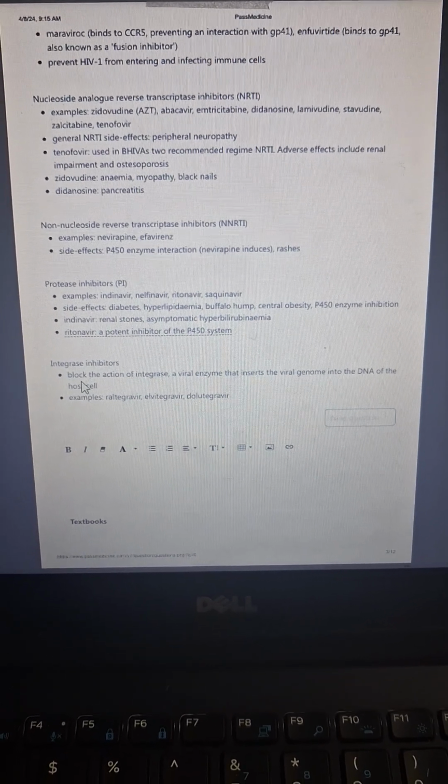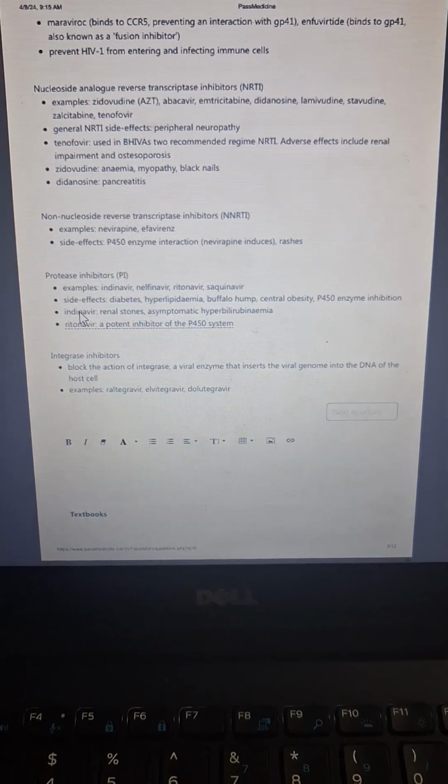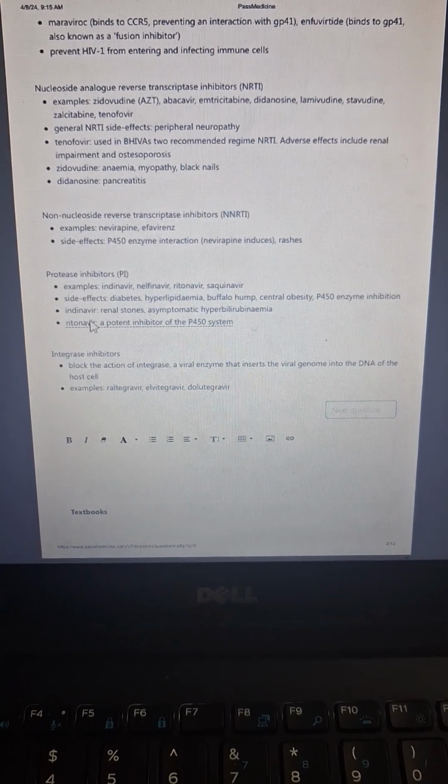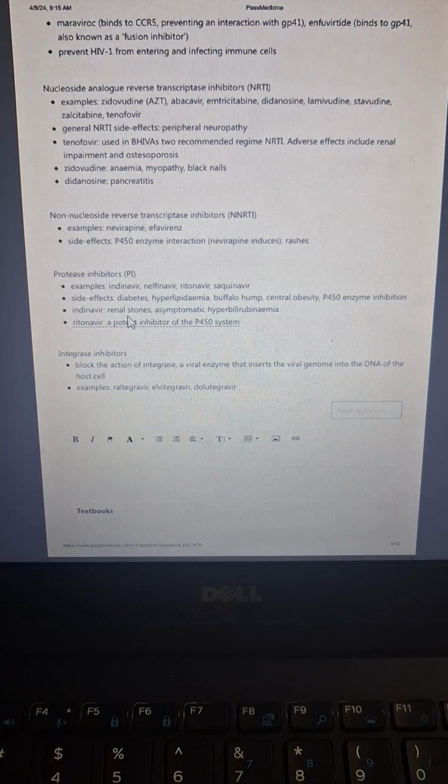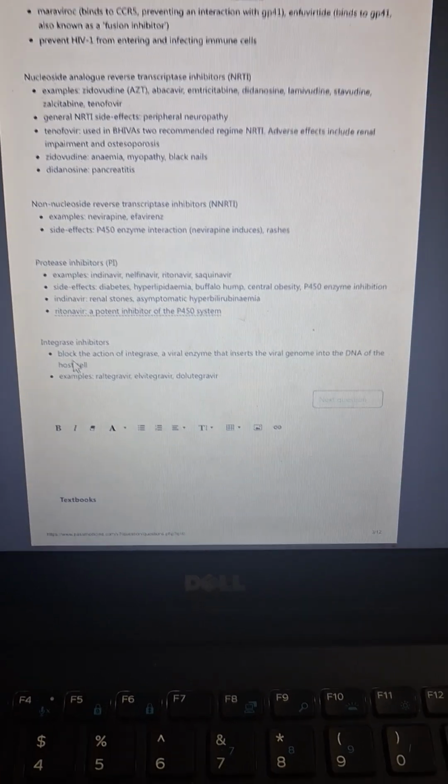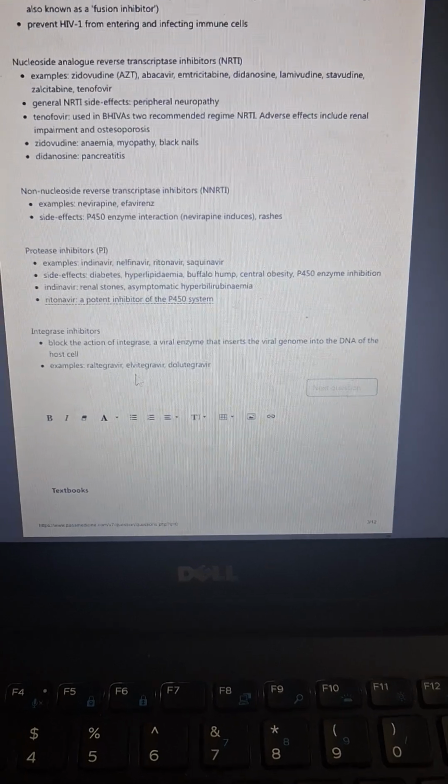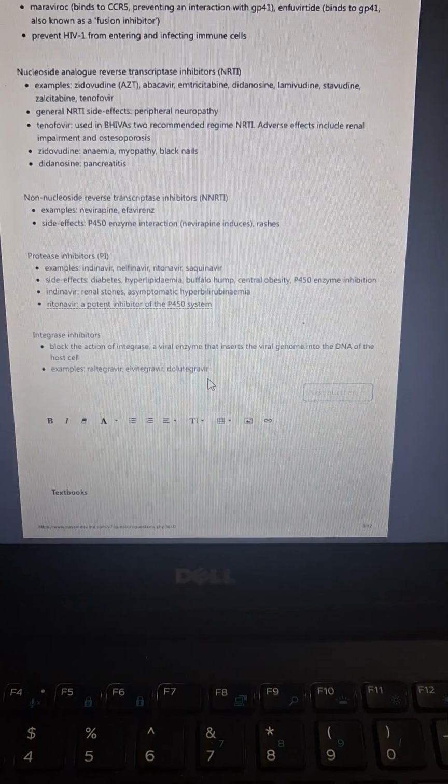Integrase inhibitors: an important MCQ that repeatedly comes is that the side effect of indinavir is renal stones. And ritonavir is an inhibitor. For integrase inhibitors, remember the TEG: raltegravir, elvitegravir, and dolutegravir.